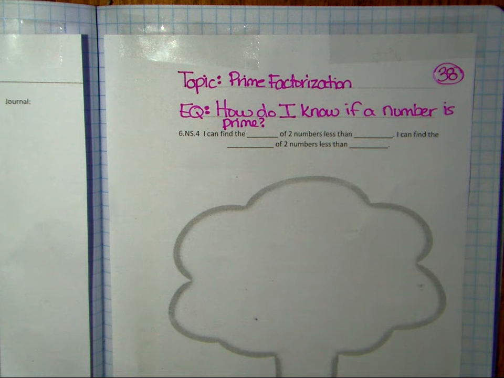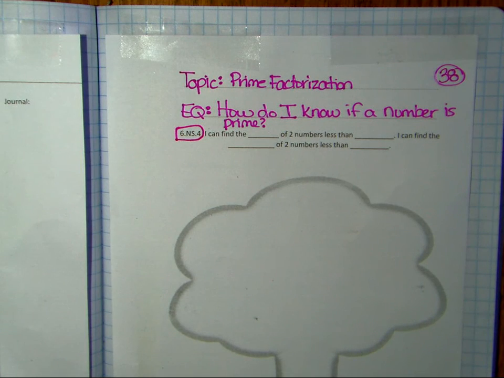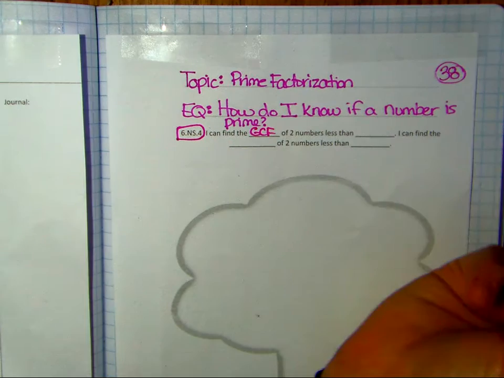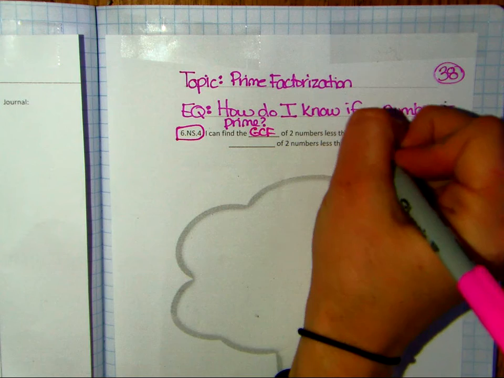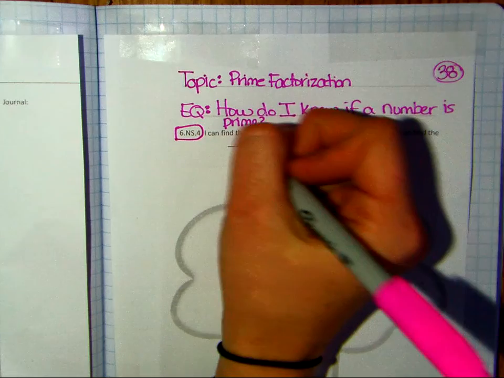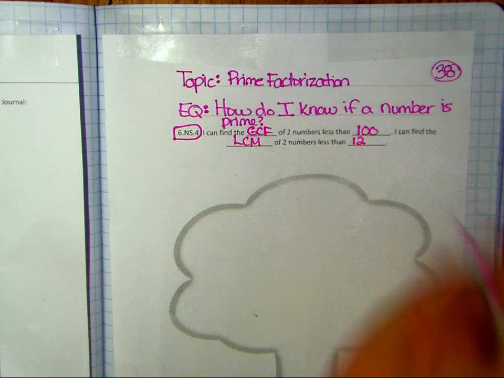At the end of this lesson, you should be able to answer the question, how do I know if a number is a prime number? This is from Standard 6 NS4, Number Systems 4, and you should be able to find the GCF of two numbers less than 100. Also, you should be able to find the LCM of two numbers less than 12.